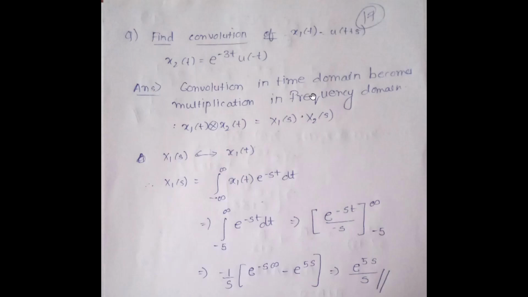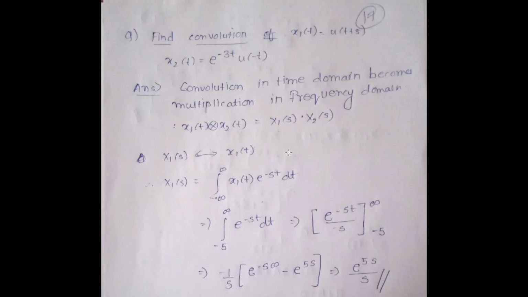Now the convolution in time domain becomes multiplication in frequency domain. That is, x1 of t convolved with x2 of t is equal to X1 of s into X2 of s. So X1 of s is nothing else than the Laplace transform of x1 of t. To find X1 of s, you have to find the Laplace transform of x1 of t, that is u of t plus 5.